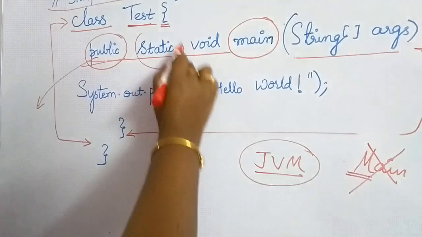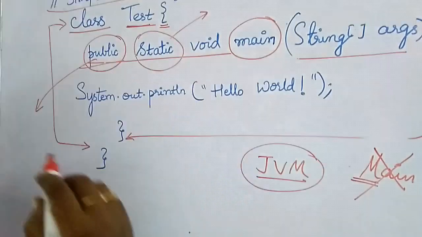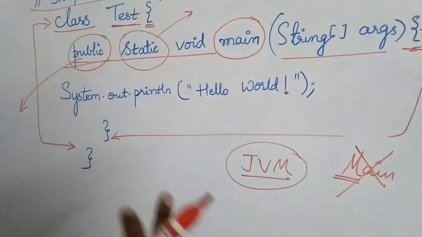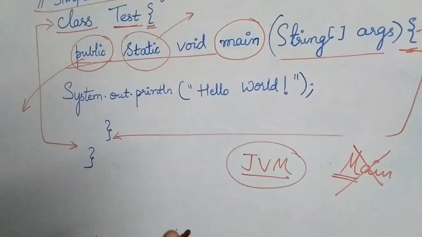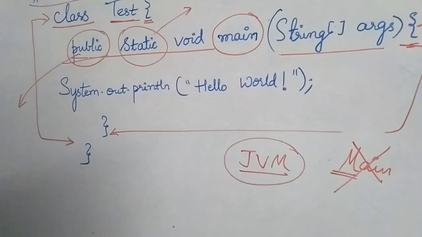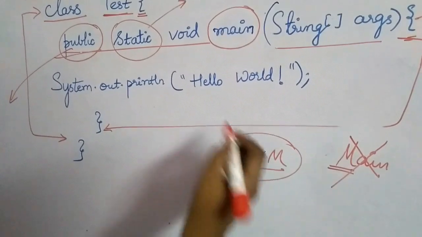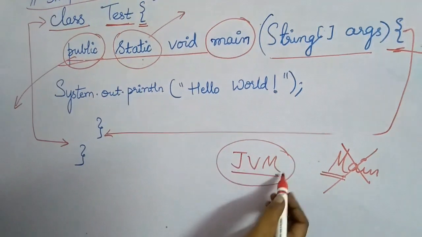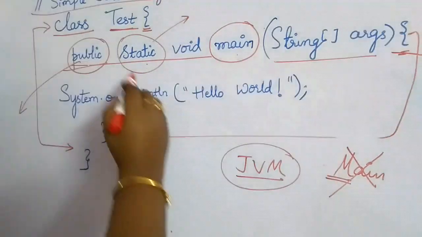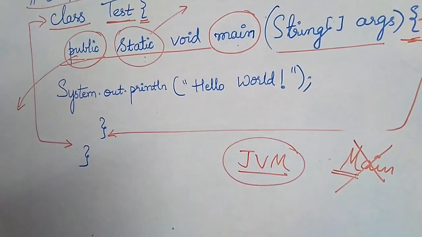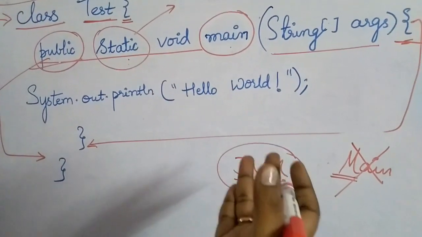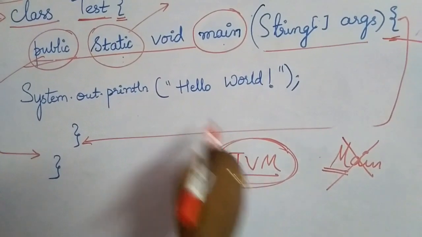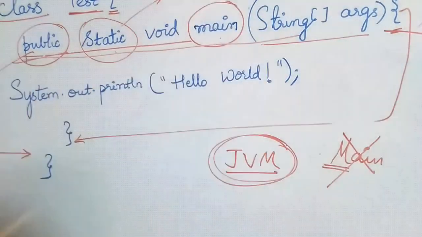And the next is static. What does static mean? Any method in Java can be accessed only through objects. But the main method is the only one which is accessed by JVM before any objects are created in the program itself. That is the reason the main method is static, because without an object JVM can access the main method. You can have a main method without static, but it won't become the main method that JVM will be looking for. JVM will look only for the main method which has this syntax.